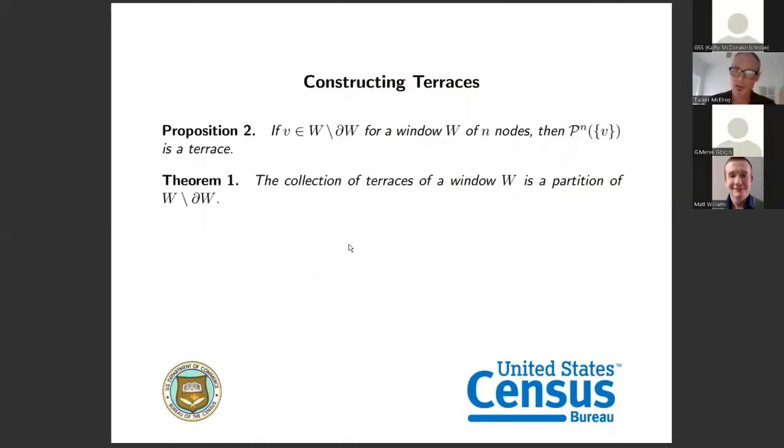So with that motivation, I wanted to know, how do I construct terraces, and are they really a partition? I can apply the pane operator n times to any given node, where n is the total number of nodes, and that gives you a terrace. There's going to be a lot of them. The collection of terraces is actually a partition of the portion of the window that excludes the sill. And the sill is the set of terminal nodes. Being a partition is nice. It divides everything up into disjoint sets, and we can just run our algorithm on each of those sets.